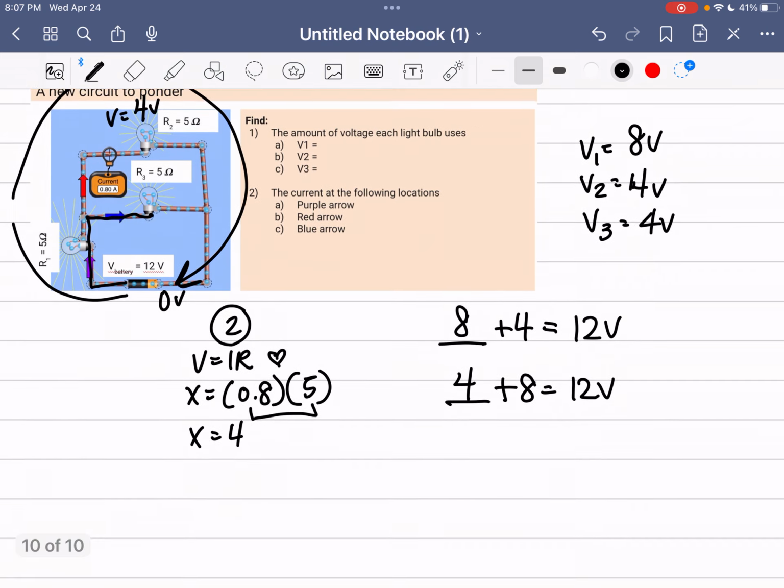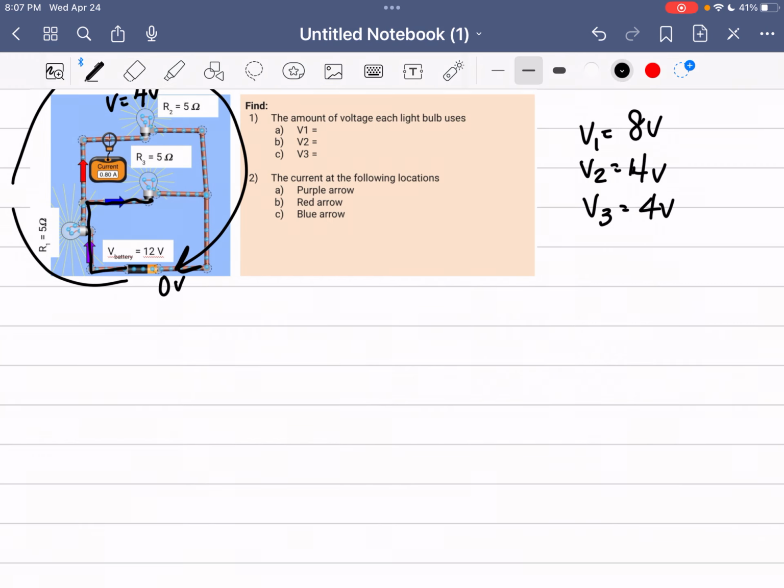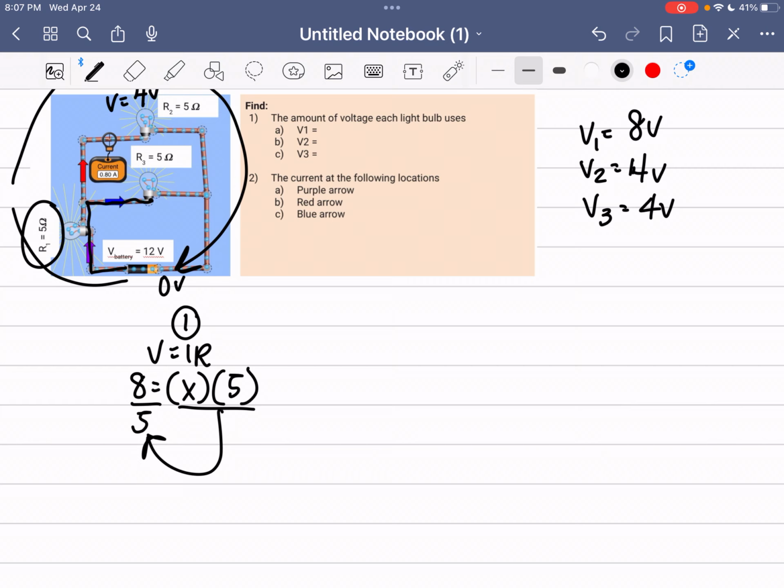Okay, so now let's find our currents. Let's find our current for 1. V equals IR. Our V is 8 equals, our current is X. Our resistance is 5. See? These numbers are too far apart, so you need to take a plane. 8 divided by 5 is 1.6.